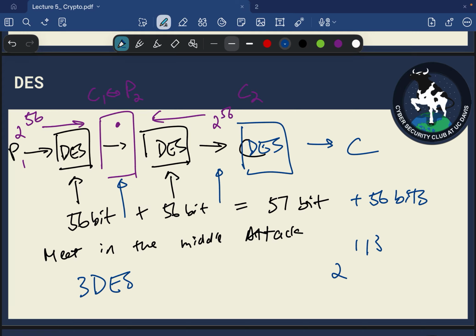And for triple DES, technically you need 64 times 3, so that's 192 bits of key, but your effective key length is only 113 bits. So that's what we'll be talking about for the rest of the lecture, what the effective key length is. Any questions?